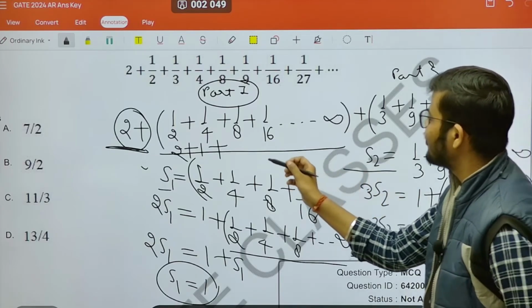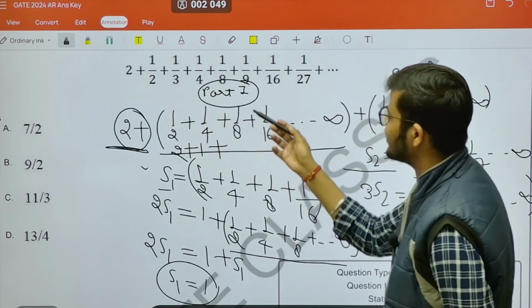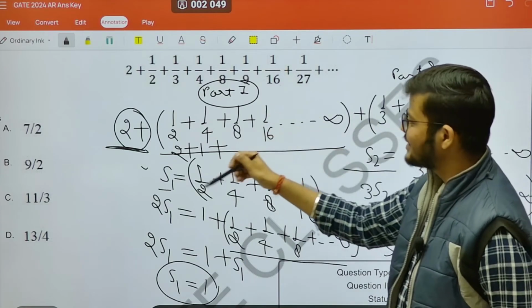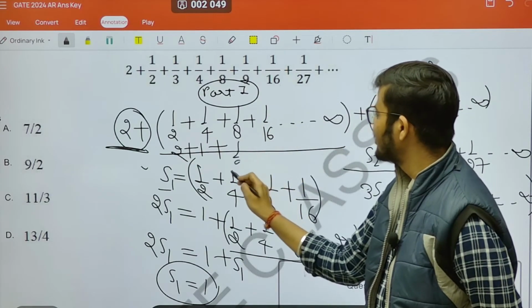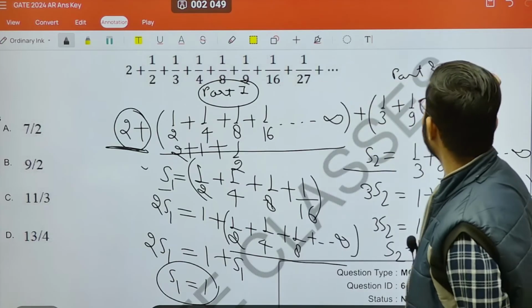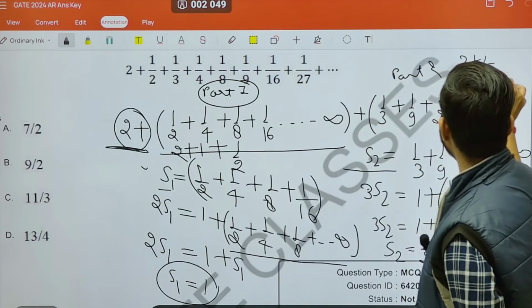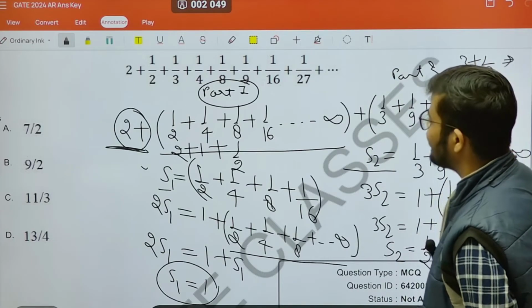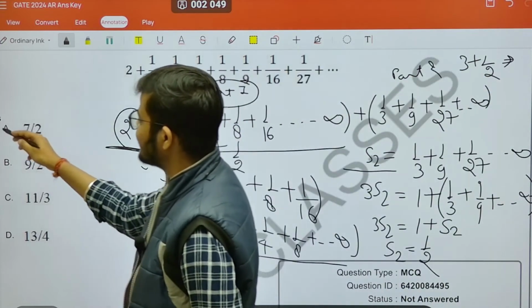So simply we have divided this question into 3 parts. This is an example of an alternate series. 2 plus 1 plus 1 upon 2. Once you solve it, it will give 3 plus 1 upon 2, that will be equal to 7 by 2. Option A is the correct one.